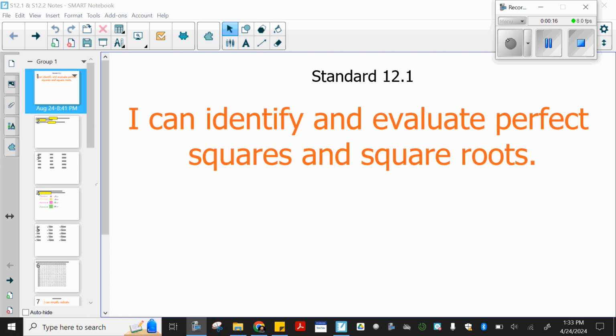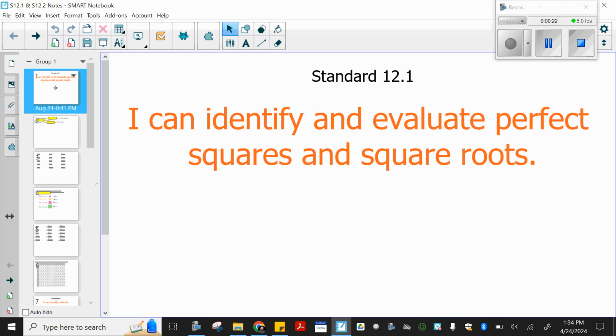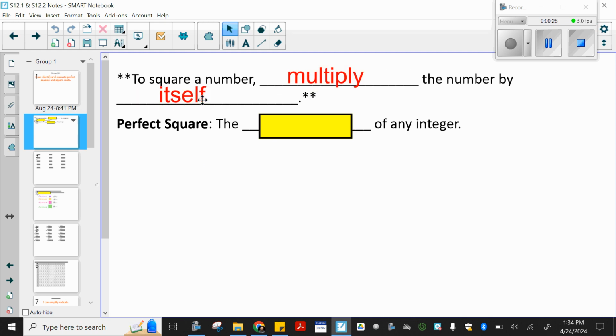All right. Okay, so let's start talking about, I can identify and evaluate perfect squares and square roots. Perfect squares: to square a number, we're gonna multiply the number by itself. Right? A perfect square is just the square of any integer, right?